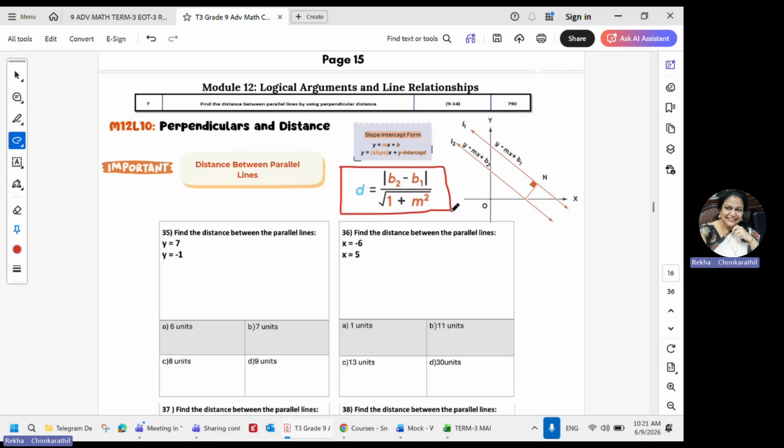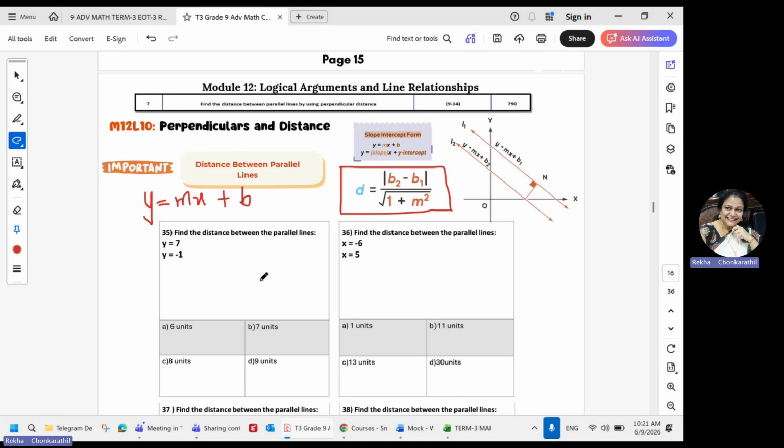Now, B1 and B2, they are the y-intercepts in the equation y equal mx plus b form. If you have this equation in this form, y equal mx plus b, this b, when there are two equations, we say B1 and B2. But if you don't have mx, we have only y equal to b, then there will not be any denominator. You need to use only the numerator. When there is no slope, don't use the denominator.